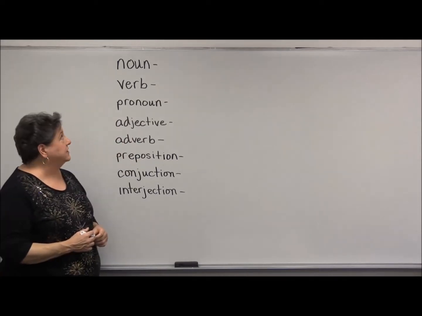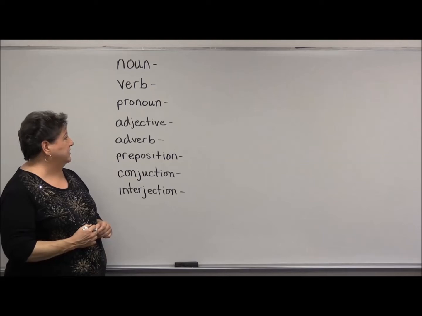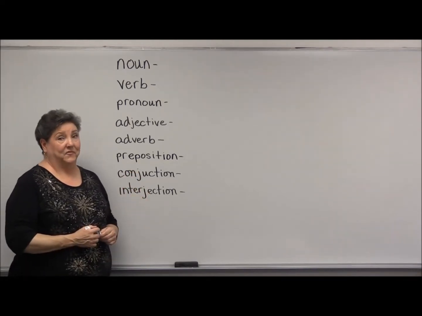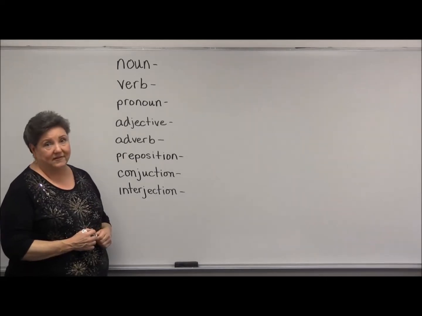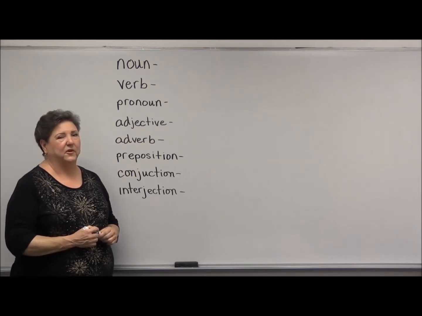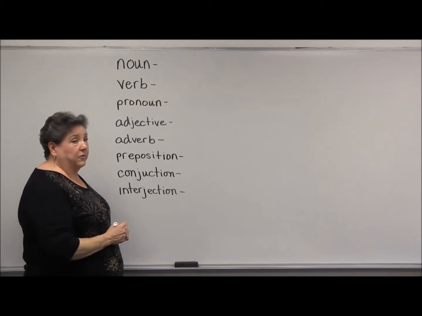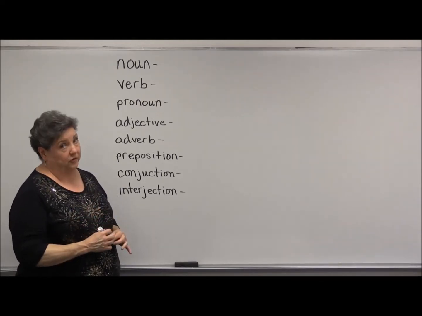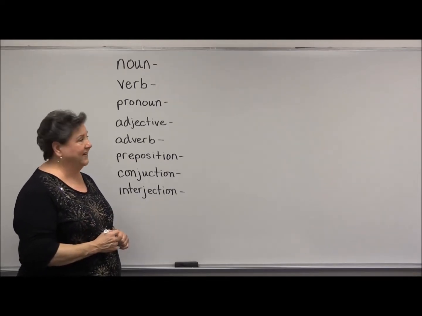You probably knew some of these: noun, verb, pronoun, adjective, adverb, preposition, conjunction, and interjection. Probably this one is the one you're not sure about. Don't worry, we'll get to all of them eventually. So let's start with each one. We're here to do a simple overview here. Not all the details, just a simple overview.